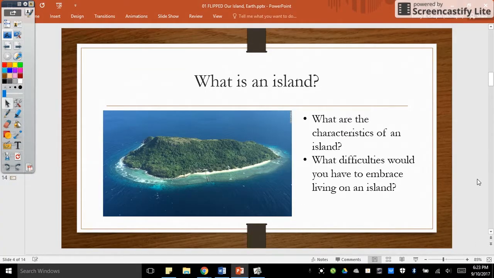All right, so let's think for a second. What is an island and what are some characteristics of an island? So think about if you lived on Midway Island in the middle of the Pacific Ocean, what difficulties would you have to face if you lived on those islands? So take a minute to think about that.